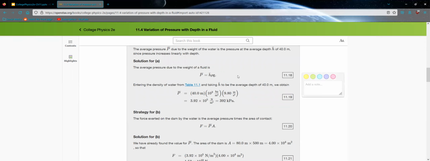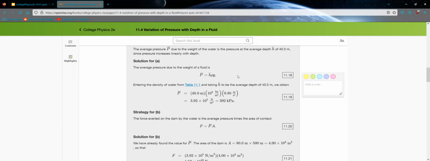So solve it out. The height of the water is 40 meters. The density of the water is 10 to the third kilograms per meter cubed. And gravity is, of course, 9.8 meters per second squared. Measure all that out, and you get 3.92 times 10 to the fifth newtons per meter squared, which we're going to convert to a commonly used term, the Pascal. Again, covered that back in the book.